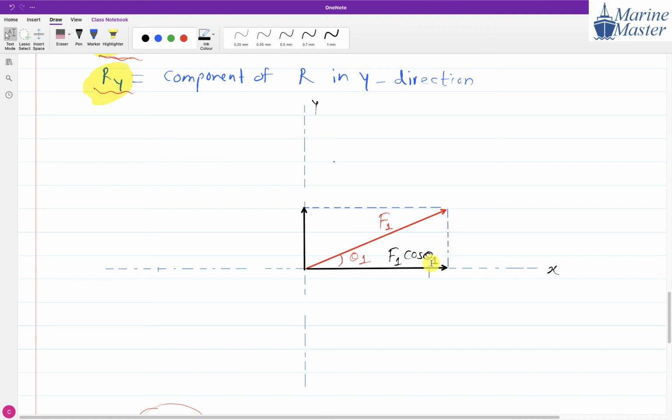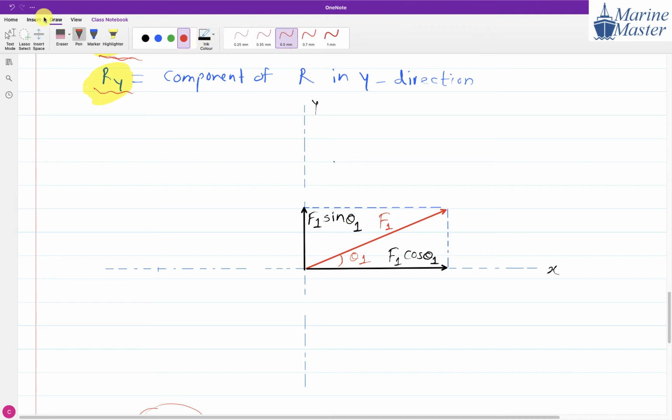Any doubt in this one? F1 cos theta 1? No sir. Then this component will become what? F1 sin theta 1. So in this way we got the components of F1.